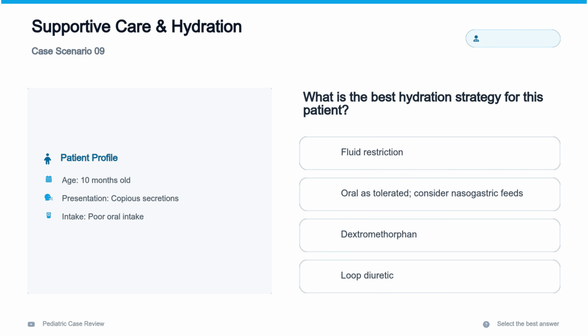Case Scenario 9. A 10-month-old infant with bronchiolitis has copious secretions and poor oral intake. What is the best hydration strategy? Option A, fluid restriction. Option B, oral fluids as tolerated. Consider nasogastric feeds if needed. Option C, dextromethorphan. Option D, loop diuretic.